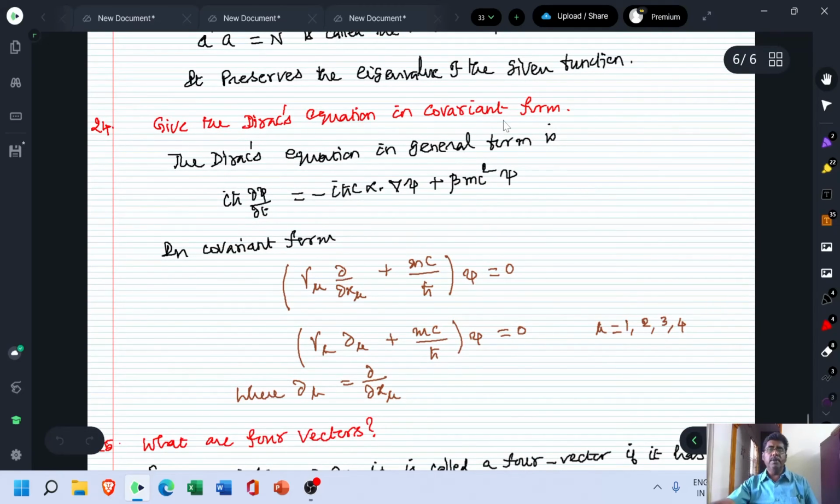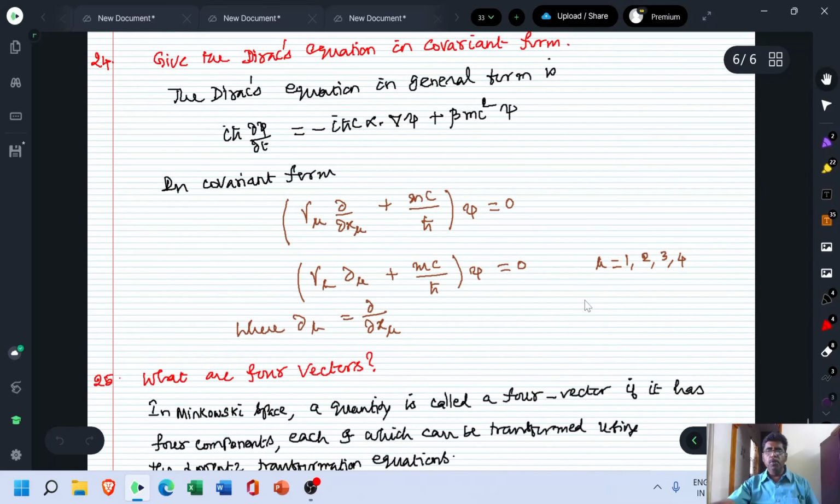Give the Dirac's equation in covariant form. The Dirac's equation in general form is i h cross dou psi by dou t, which is equal to minus i h cross c alpha dot del psi plus beta m c square into psi. In covariant form, gamma mu dou divided by dou x mu plus mc by h cross into psi equal to 0. Here mu equal to 1, 2, 3, 4. Gamma mu dou mu plus mc by h cross into psi equal to 0, where dou by dou x mu is reduced as dou mu.